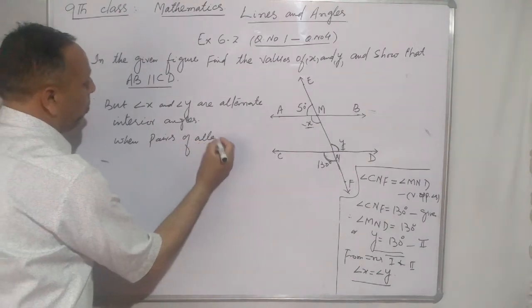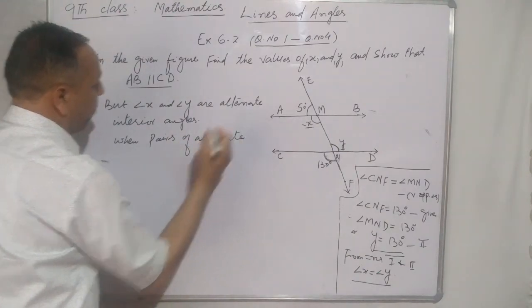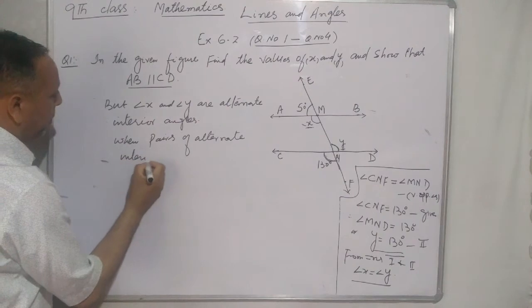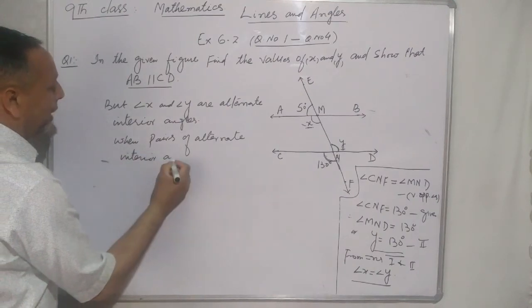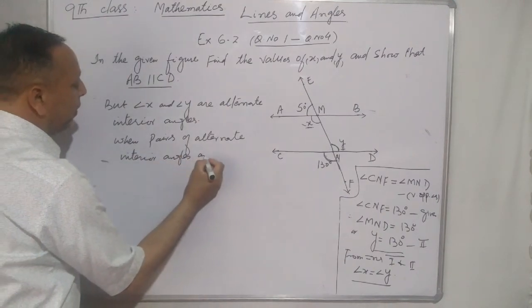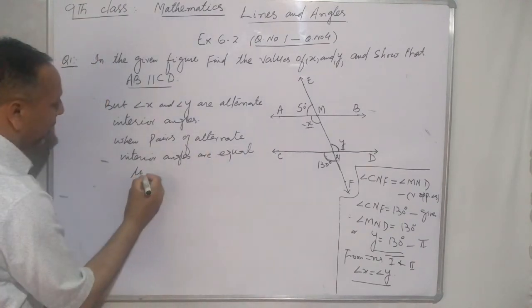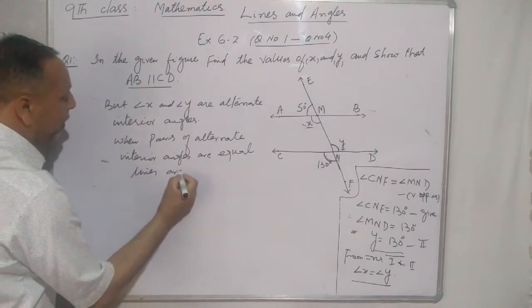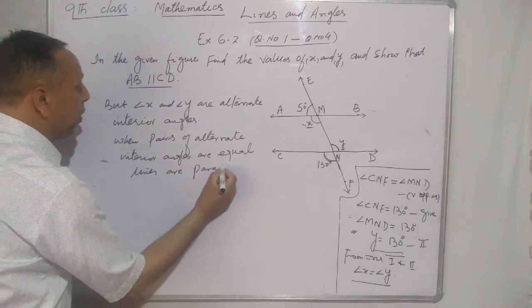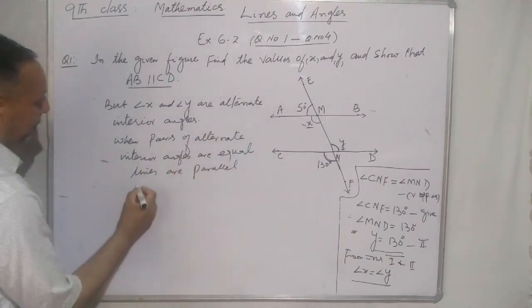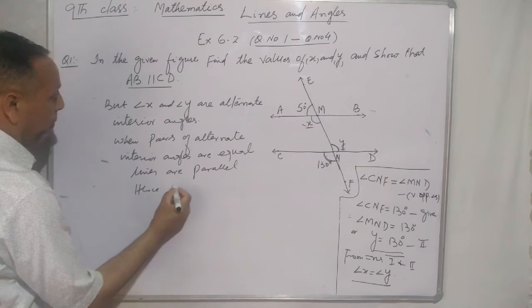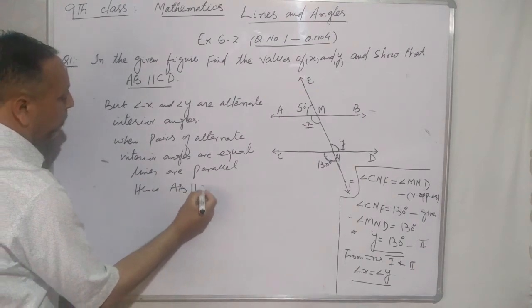Now when pairs of alternate interior angles are equal, lines are parallel. Hence, AB is parallel to CD.